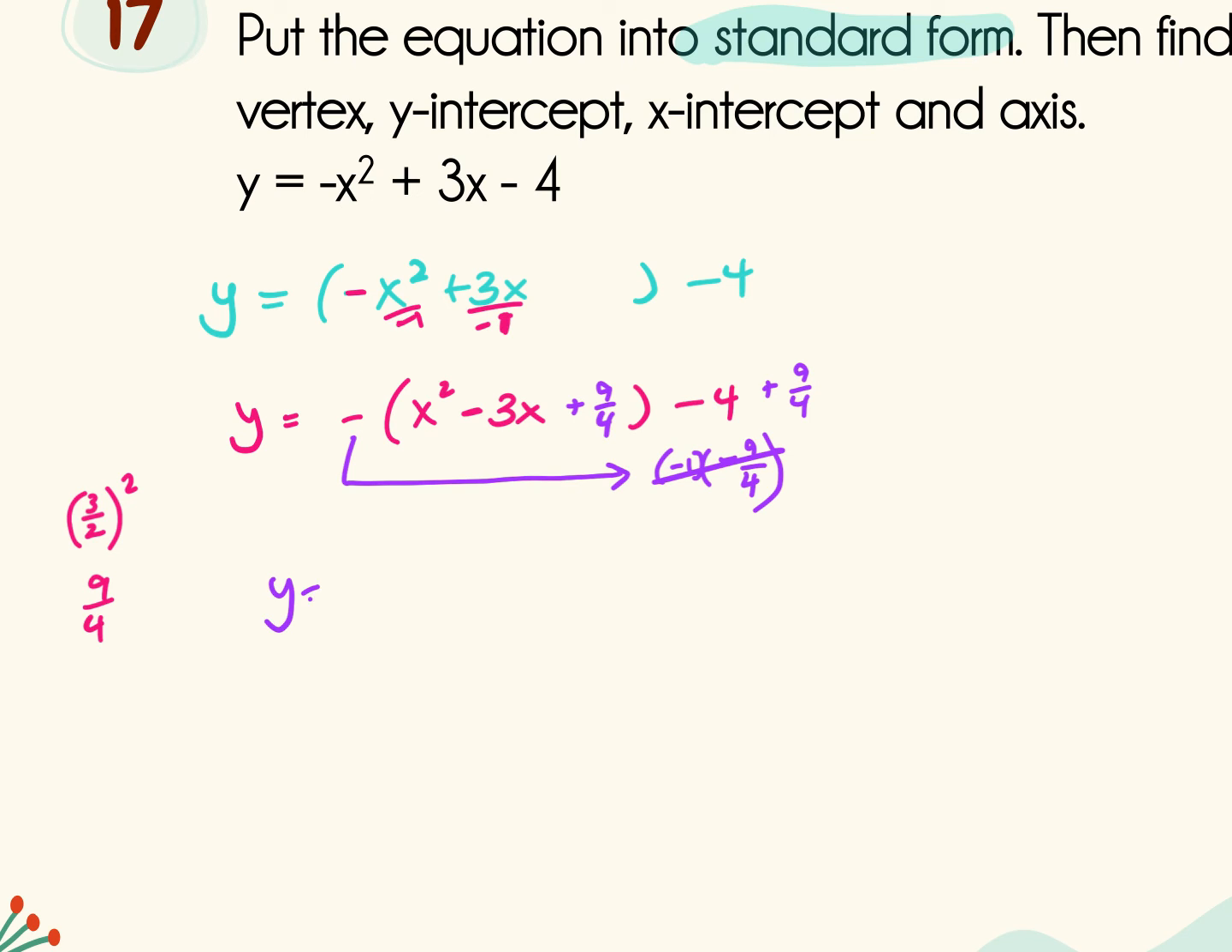So I'll rewrite it. Negative x squared minus 3x plus 9/4. And -4 plus 9/4 becomes -16/4 plus 9/4, which is -7/4. With me so far?